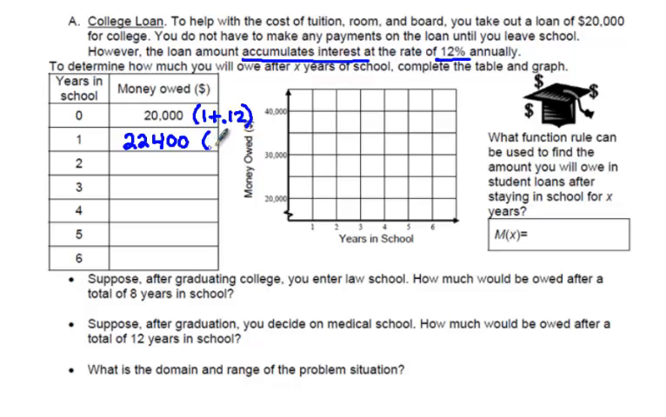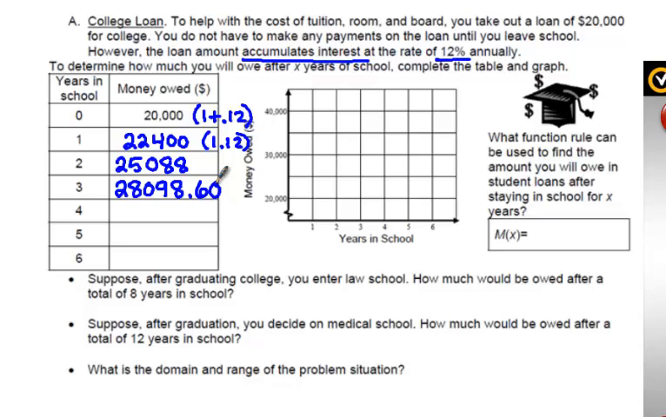And then we're going to take that, and as y'all probably figured out, 1 plus 0.12 is 1.12. We're going to multiply that new number by the same amount, and you end up getting 25,088. We'll do the same thing with 25,088, and you get 28,098.6. And remember, this is dollars, so we can go ahead and leave it at 60 cents. Multiply that value by 1.12, and we will end up getting 31,470.4.